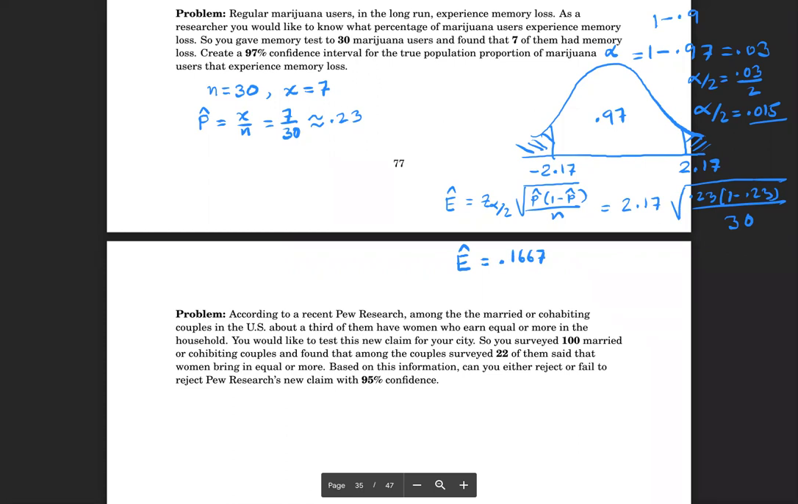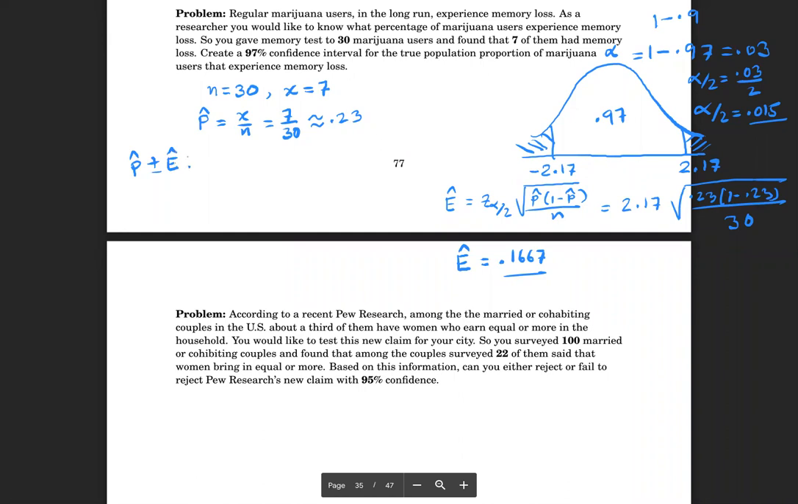Anyone got this value? No one got it? Let me double check: 0.23 times 1 minus 0.23 divided by 30, to the power 0.5, times 2.17. Yeah, 0.1667. So your confidence interval is going to be p hat plus or minus E hat.